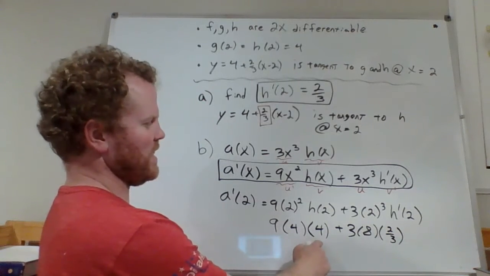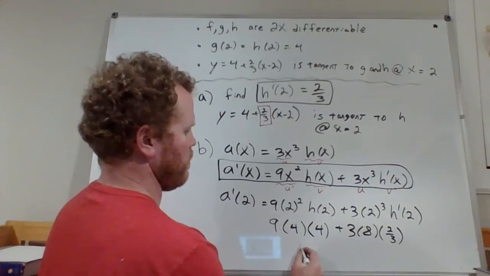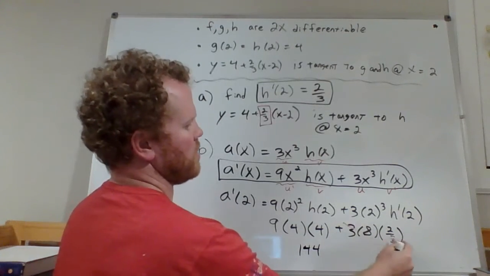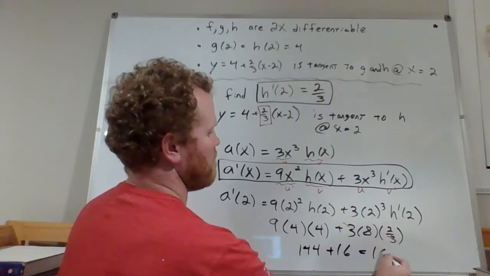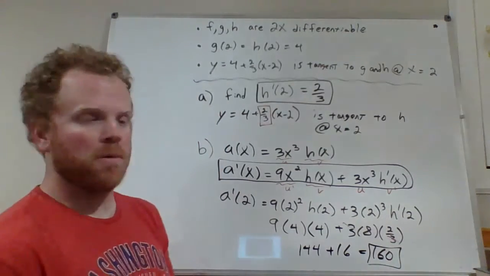4 times 4 is 16. 16 times 9 should get you 144. Plus 3 times 8 times 2/3. I would just cancel this 3 with this divided by 3 and just get an extra 16. So I wind up getting 160 for the second part of part B.